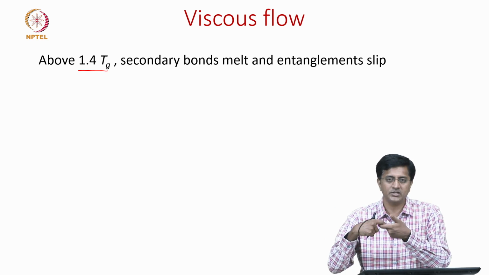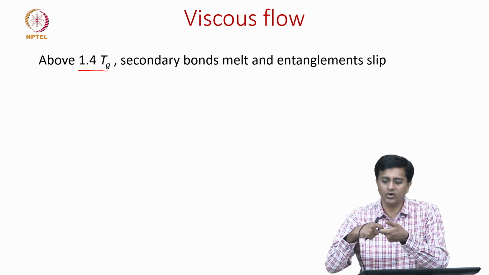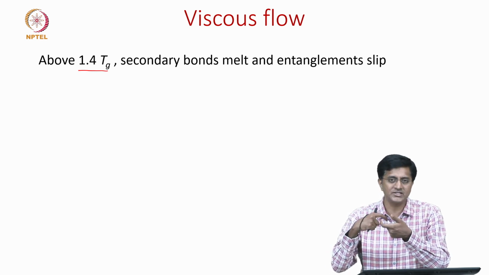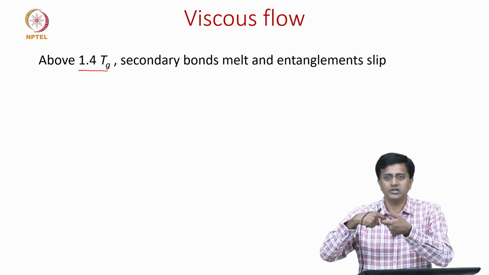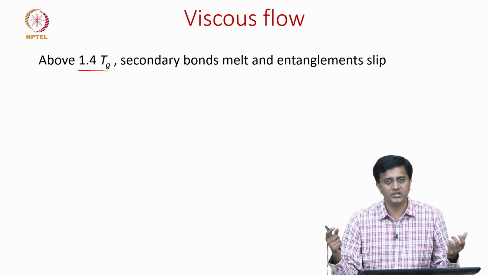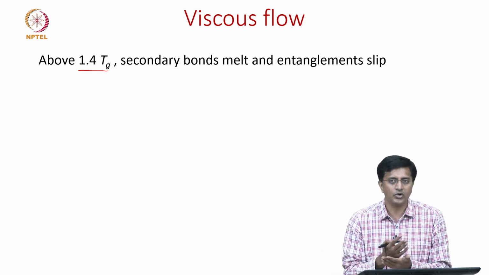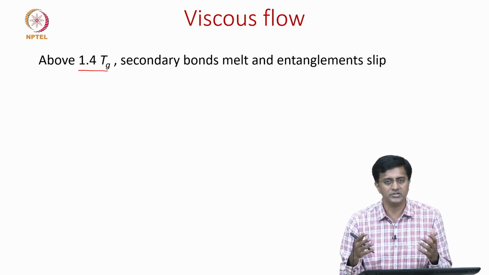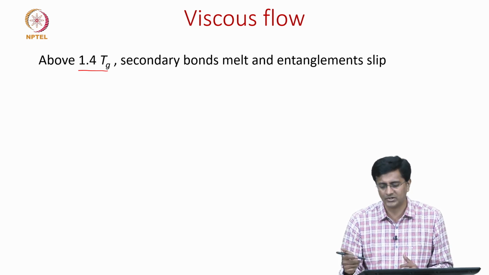So previously we said these are knots which are locking these polymer chains, but now since there is more energy, which means the chains are more agitated or wiggling, because of this they naturally come out of these entanglements. So both the secondary bonds and the entanglements which are holding these chains together are broken. Once they are broken, it behaves like a fluid or it shows a viscous flow.